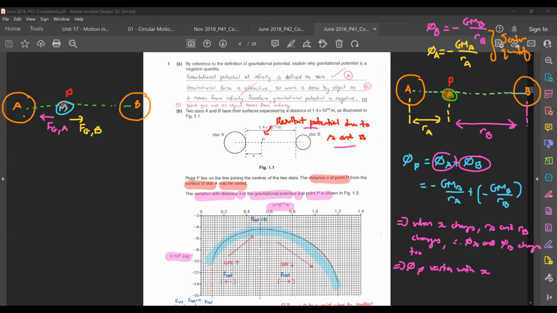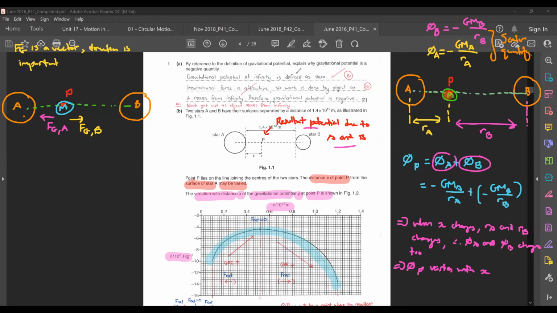Now what I'm interested in is the resultant gravitational force at point P. Let's call this force FP. This one would be the resultant due to FgA and FgB. Because Fg is a vector, direction is important. Gravitational force is a vector, so there is a direction to consider.